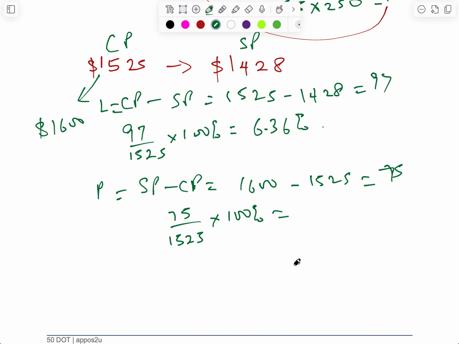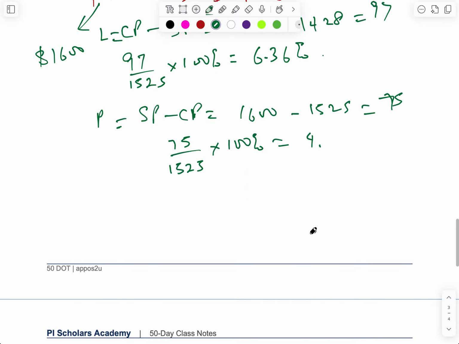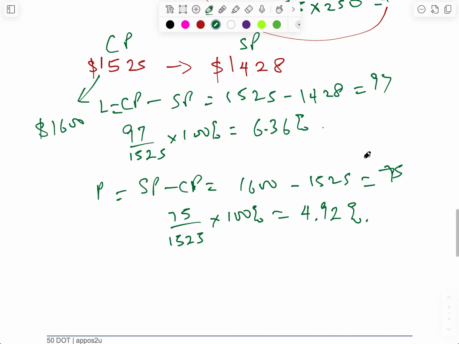So now, what is 75 divided by 1,525, and then multiplied by 100? That's going to be 4.92%. So this will be a profit of 4.92%. And so that is how you do all these calculations.